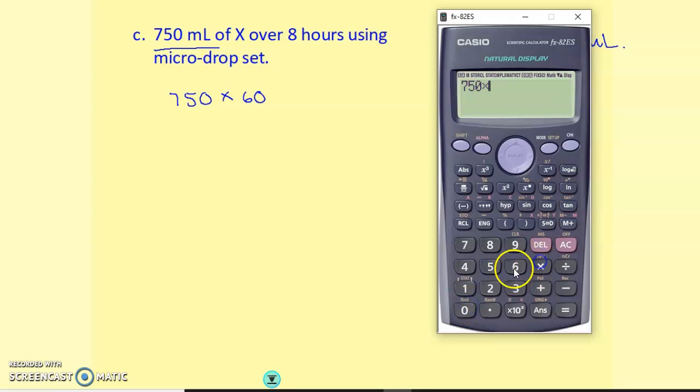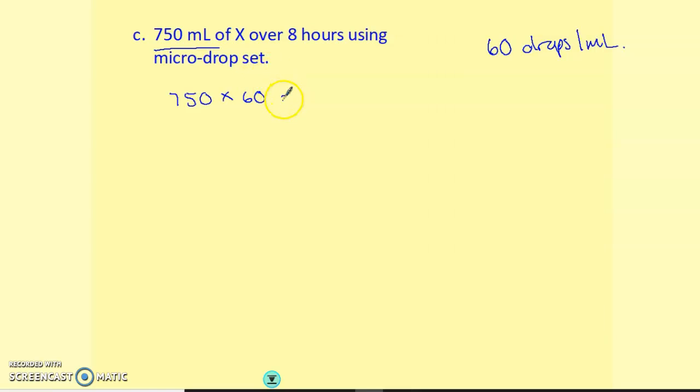Last one then. It's 750 millilitres of X over 8 hours using a micro drop set. A micro drop set is 60 drops per ml. So we start by doing 750 times 60, which is 45,000. So that's the number of drops in total.